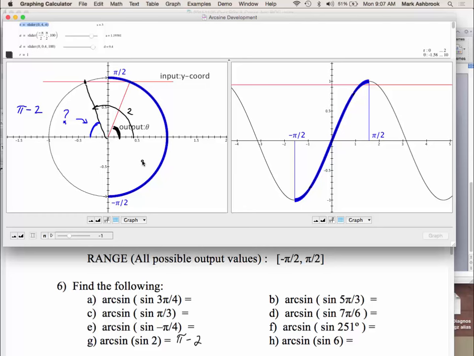All right, let's look at arc sine of 6 down here, H. Are there any questions on that? Do you see it? You've got to be able to see the symmetry in these situations in order to answer these questions. So now we want arc sine of the sine of 6. Is 6 an angle measure or a vertical distance? It's the input into sine. It's an angle, right?